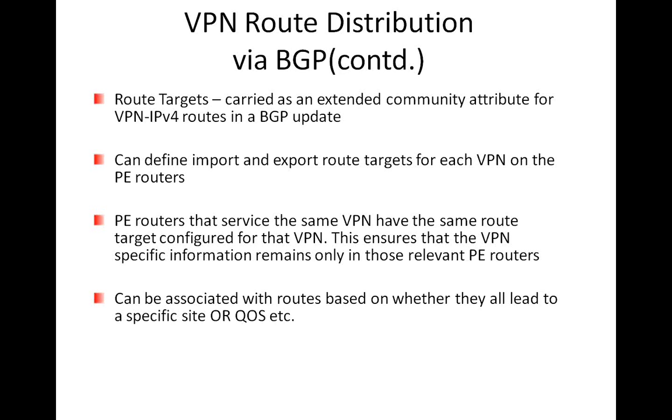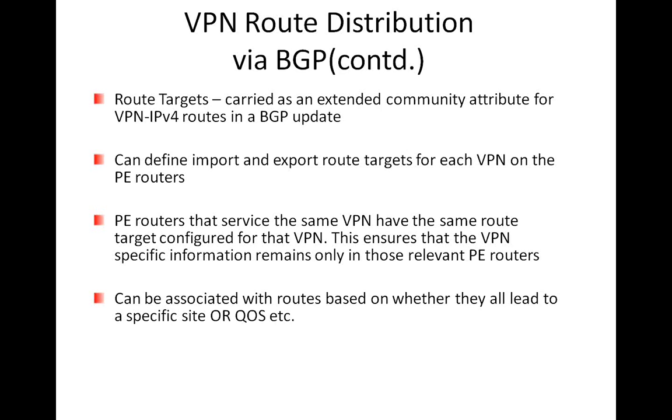So if you're familiar with BGP, you know that BGP has this community attribute, extended community attributes that it uses for transporting the routes from one peer to another. The route targets, as I said, are carried as extended community attributes. And you can define import and export route targets for each particular VPN on the peer routers. We will see how this is very useful in the next slide.